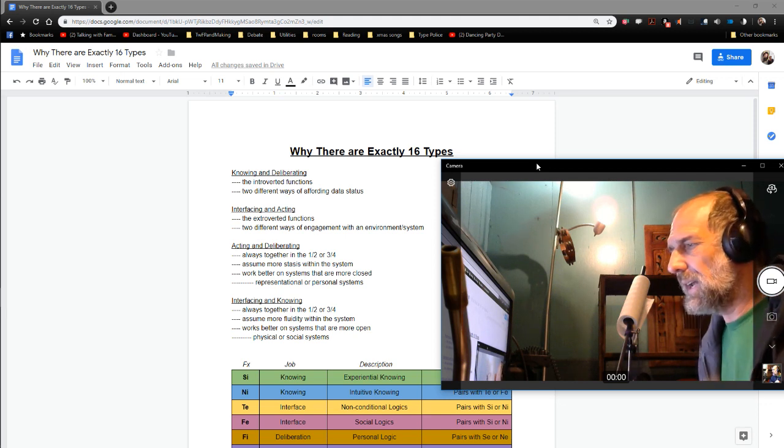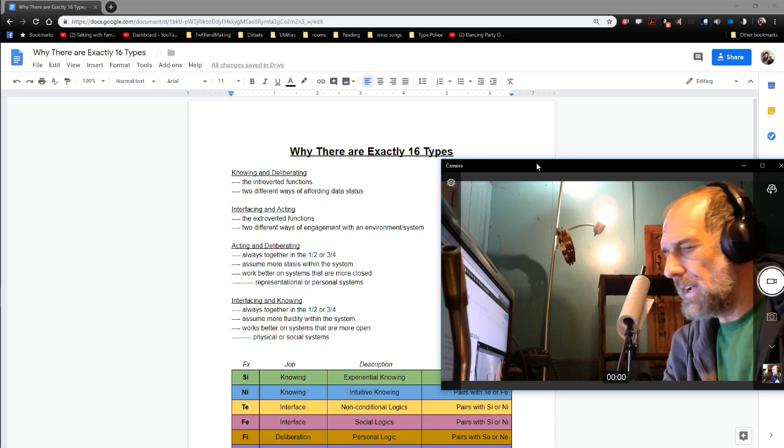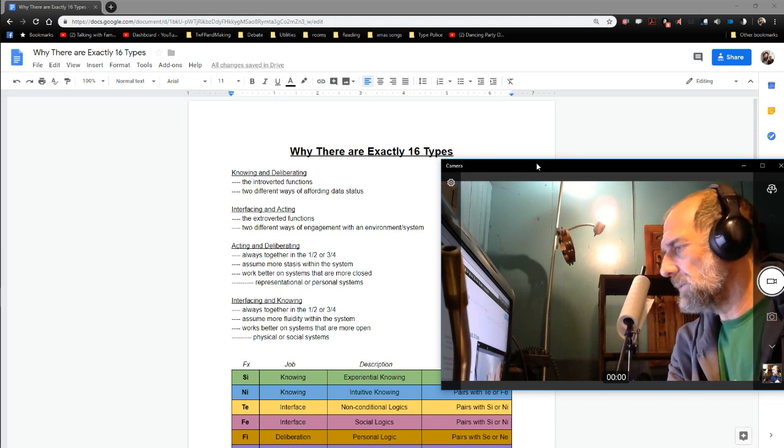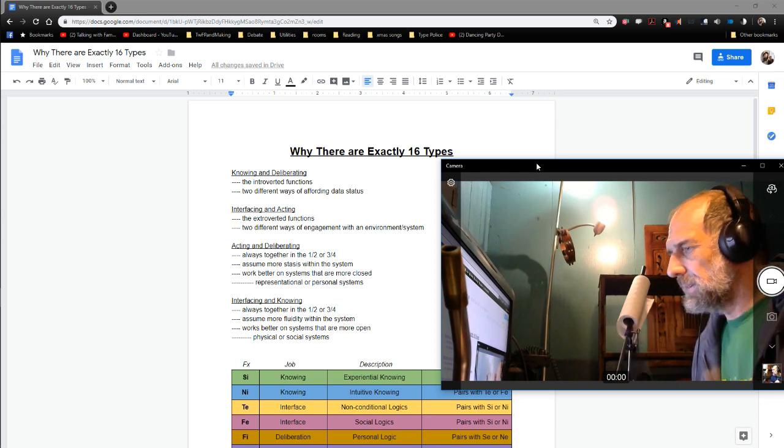That's your NI and your SI. NI and SI and TI and FI are your knowing and deliberating functions, respectively. And knowing and deliberating are two different ways of affording data a status. One requires you to calculate, one doesn't.